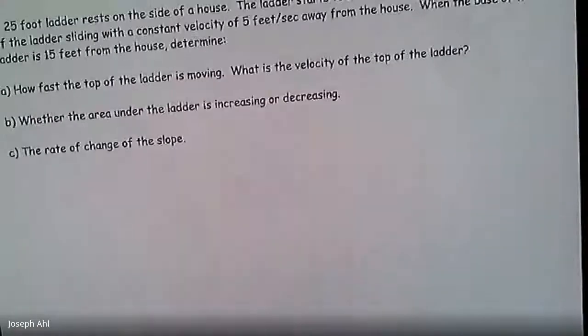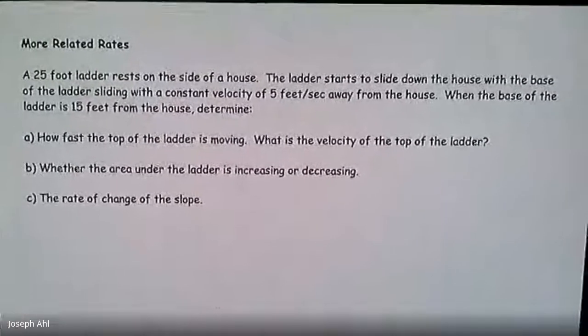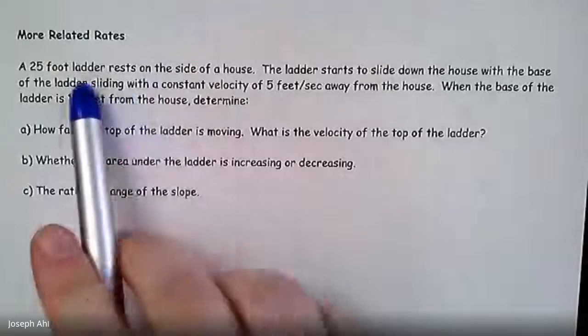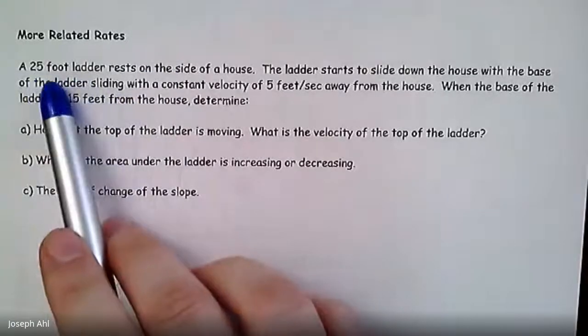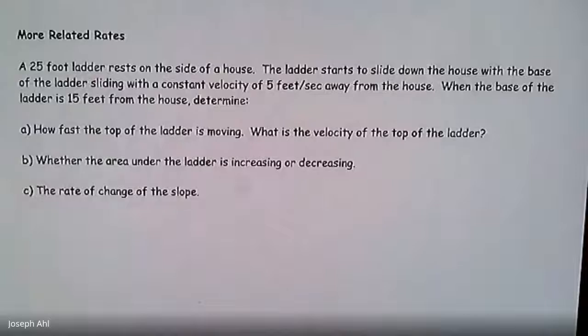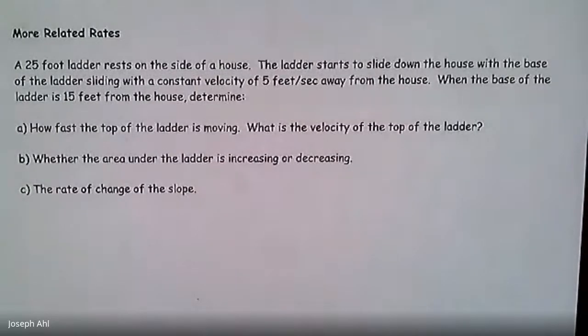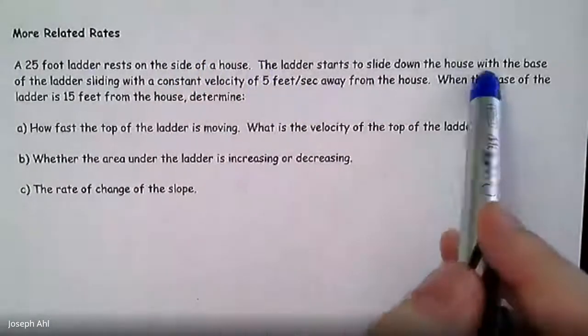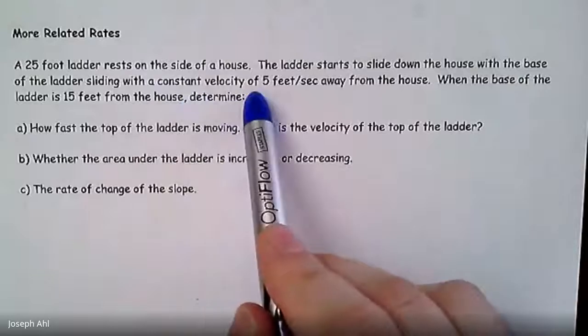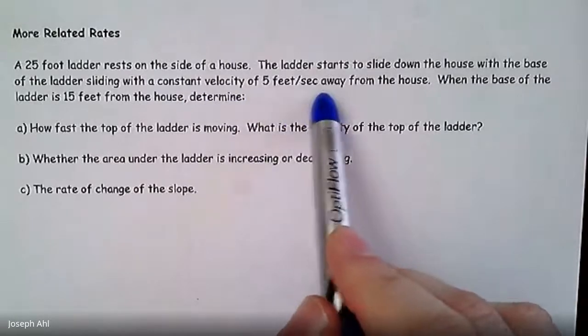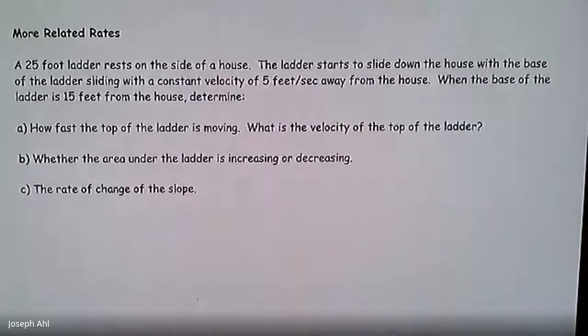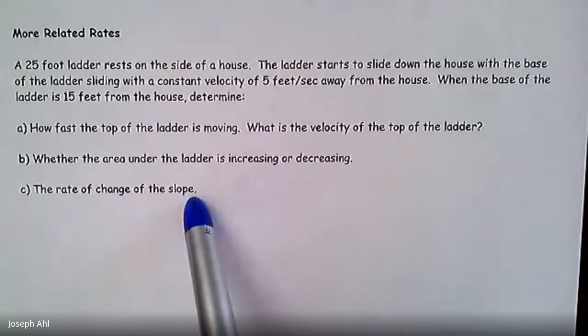Okay, let's move on to our last question for today, which is a little bit more with related rates. And in fact, it's the same type of scenario that we had in yesterday's lesson. We have a 25-foot ladder. It's resting against the side of a house. And the ladder starts to slide down the house with the base of the ladder sliding with a constant velocity, 5 feet per second away from the house. And when the base of the ladder is 15 feet from the house, we're going to determine not 1, not 2, but 3 things today.